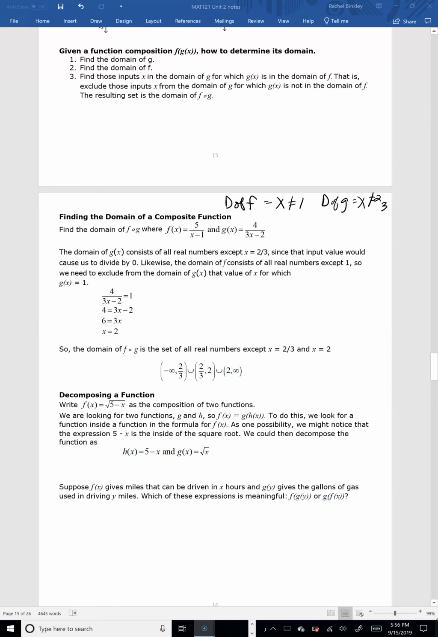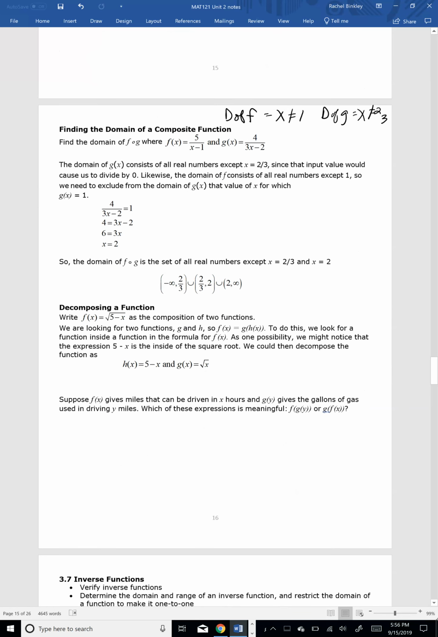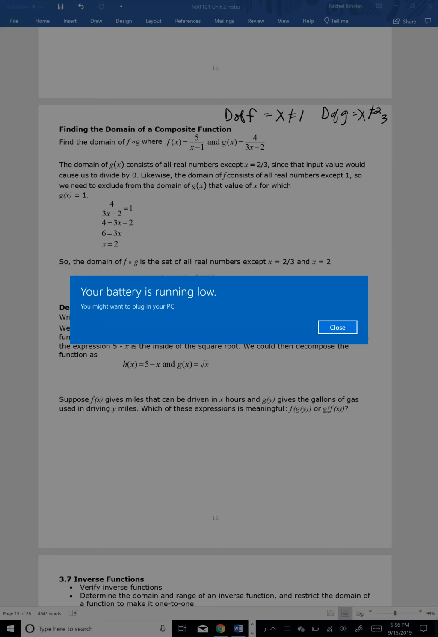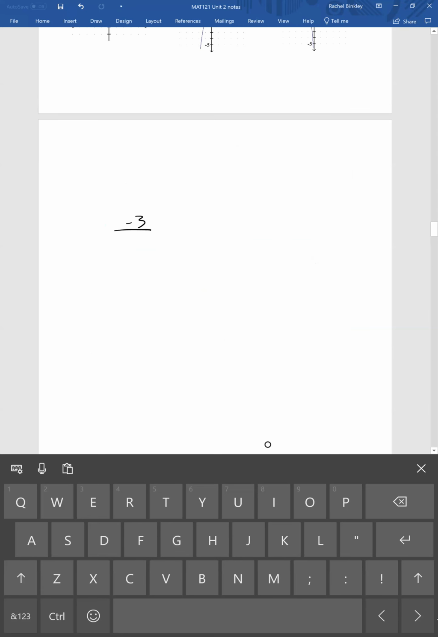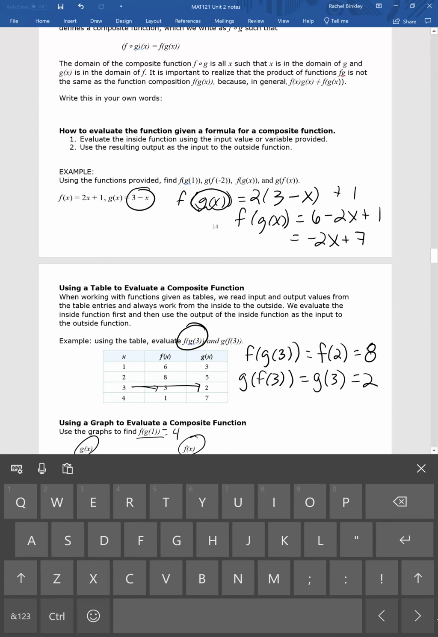So when we're finding the domain of a composition function, you first have to, and it has the little steps right here, find the domain of both functions and then look at what you are actually doing. So in this example, finding the domain of a function, hopefully I can get this video done before we run out of battery here.